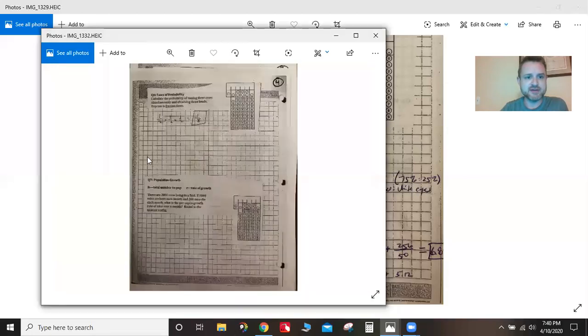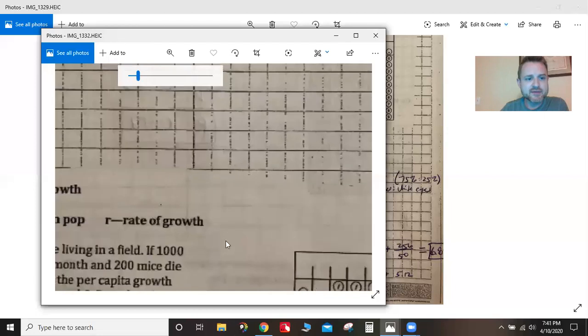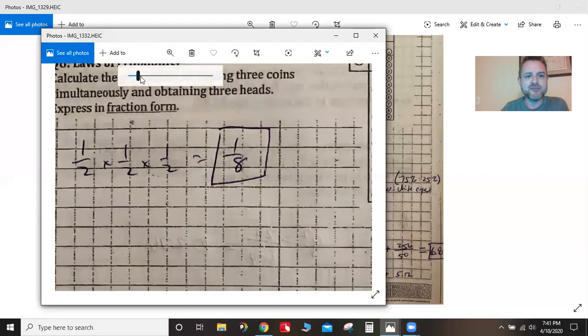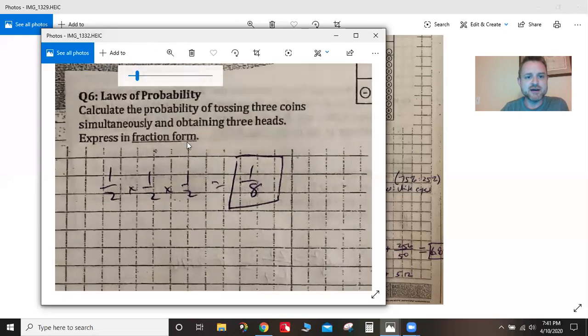What page are we on? Is this question 6? It is. Laws of probability. So this is simple. The frequency of tossing 3 coins simultaneously and getting heads 3 times. So 3 things have to happen. If they each have to happen, that's the law of multiplication. Getting a heads the first time, or the first coin, is a half, and a half, and a half. So the answer is 1/8.